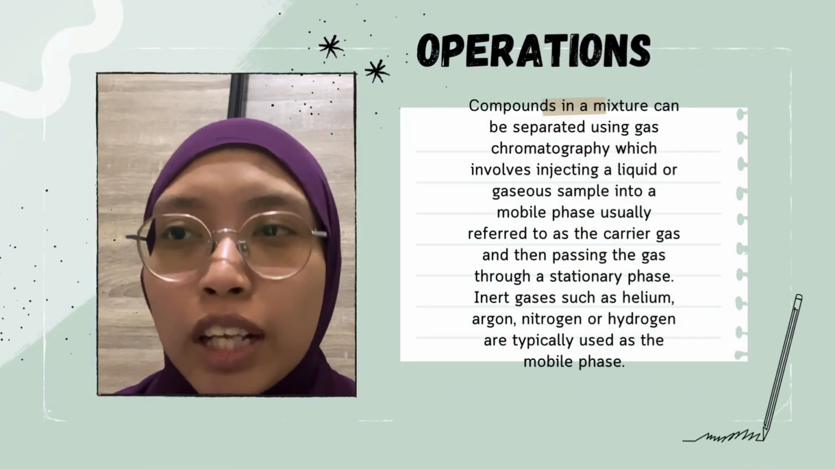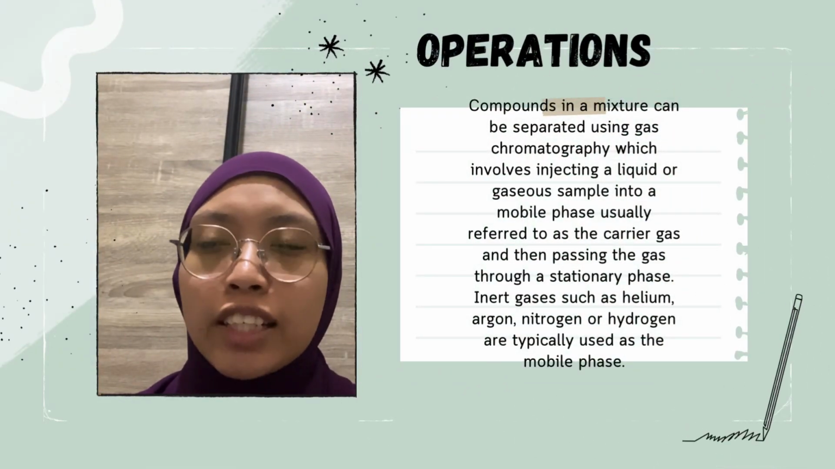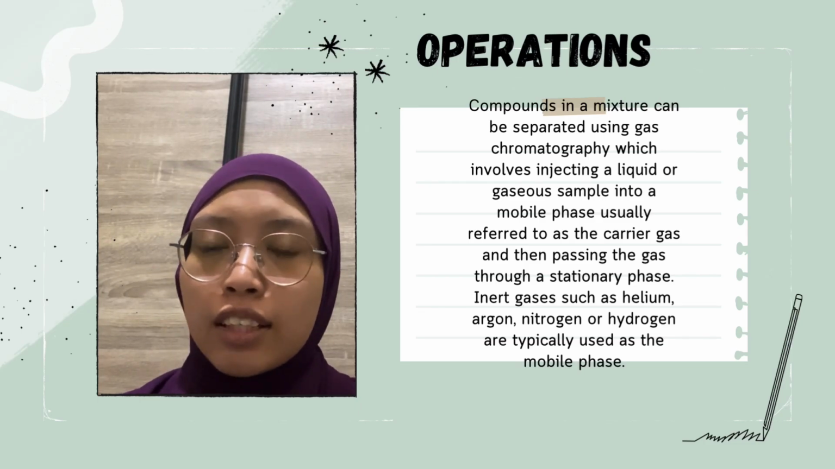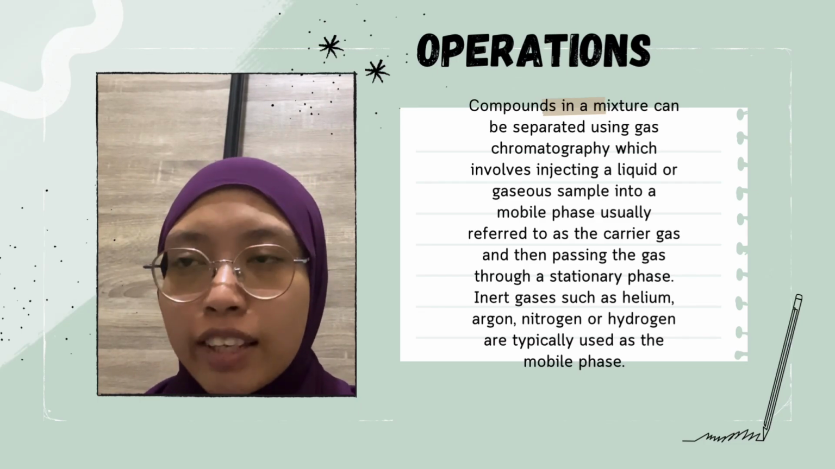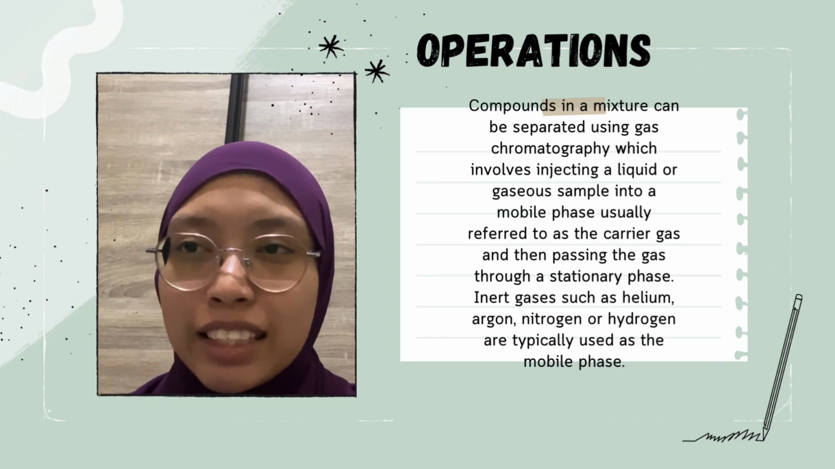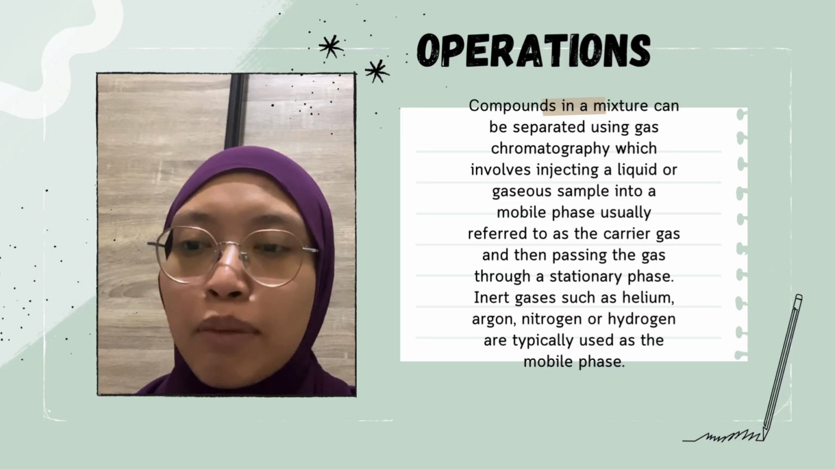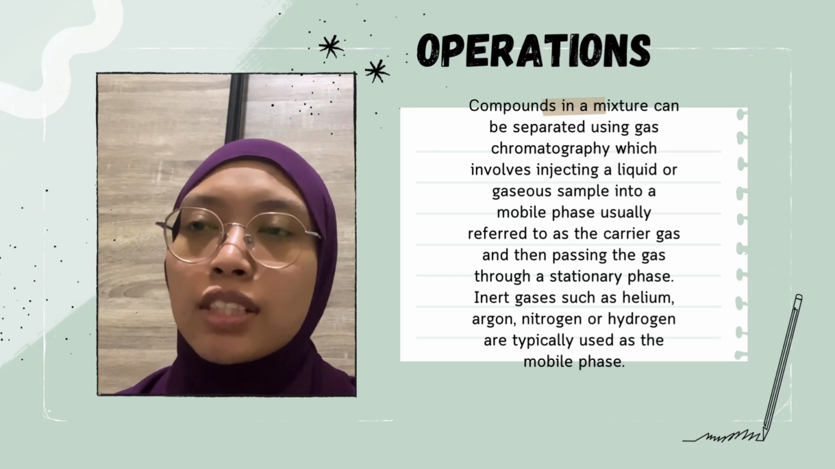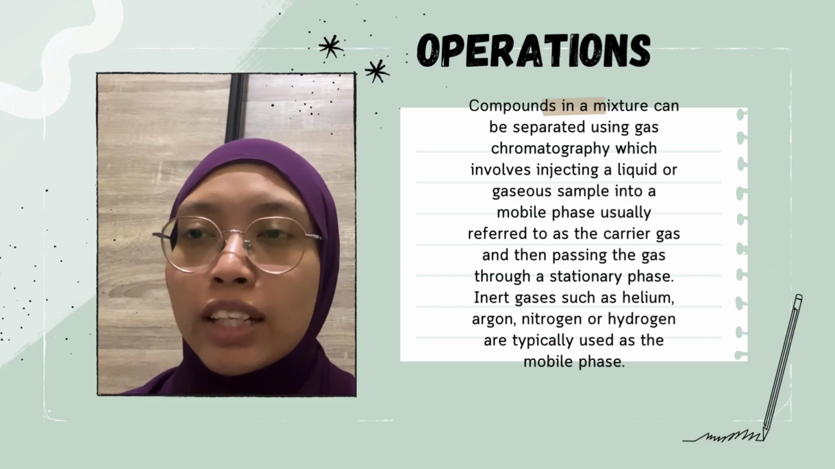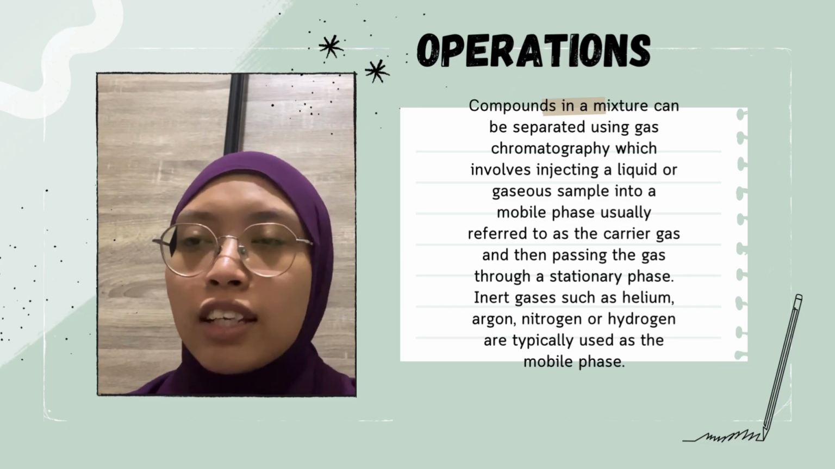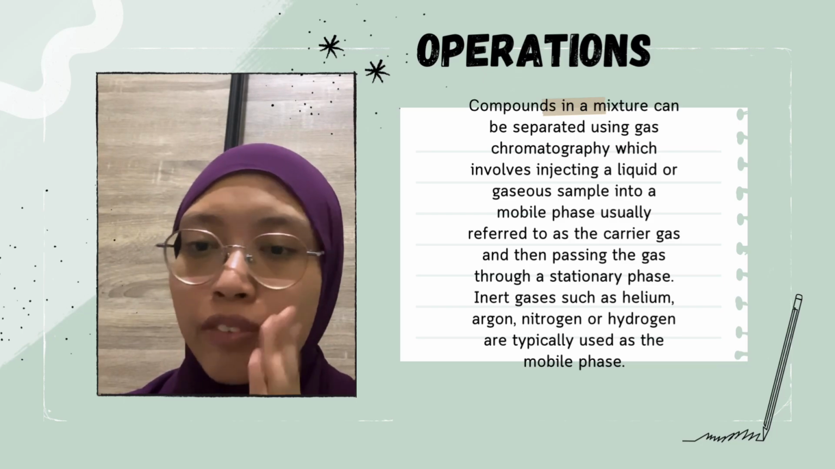Okay, then I will explain the operation of gas chromatography. It works by injecting a sample into a gas stream, which carries the sample through a column where it is separated. The separated components are detected and identified by the gas chromatography machine. And there are 7 steps.